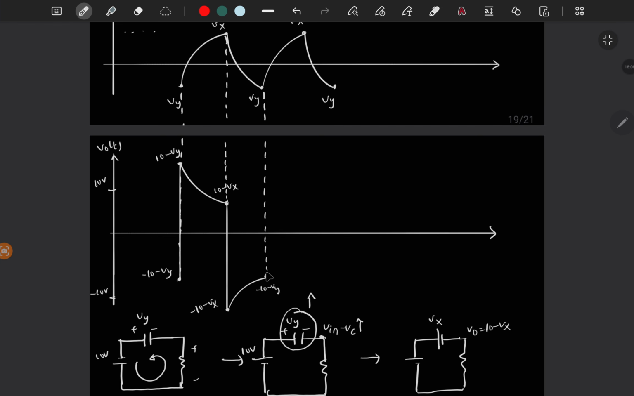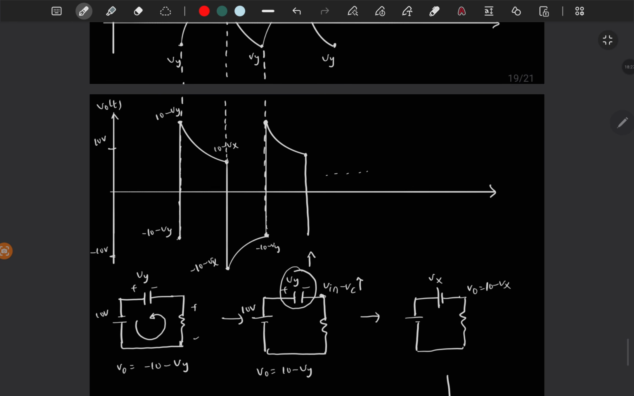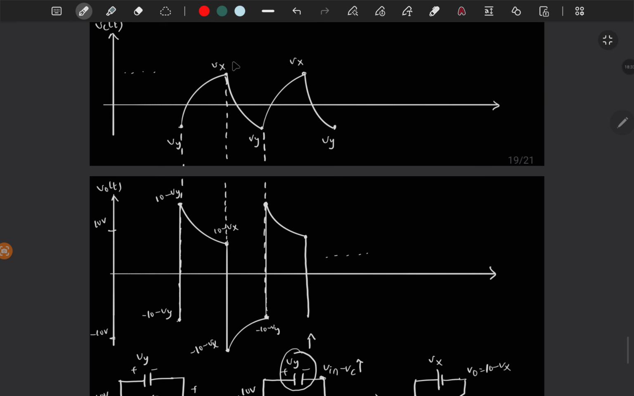And again the same theory. It will go to again 10 minus Vy. Then this will exponentially decay. And then this will go here. The same theory. This will keep on continuing. So this is the steady state graph or steady state waveform of output voltage across resistor, and this is the steady state waveform of voltage across capacitor.